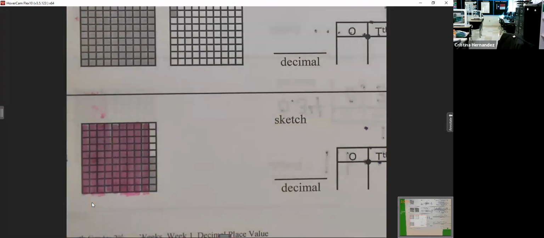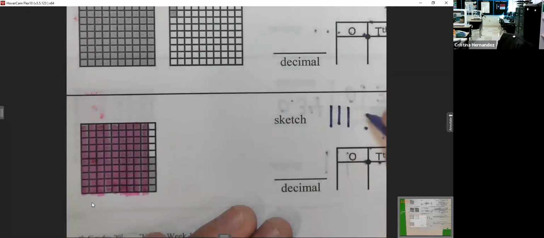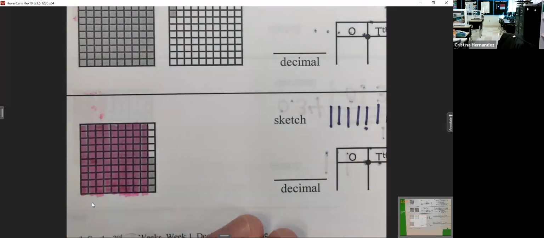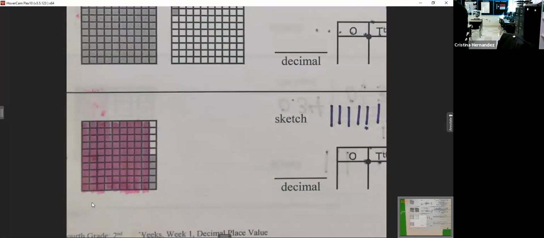1, 2, 3, 4, 5, 6, 7, 8, 9. So you'd write 9 there. Ziana, you write 9. 1, 2, 3, 4, 5, 6, 7, 8, 9, and then you'd have what, 5? 1, 2, right? And then you'd have 5 there. Your 5 little Skittles.